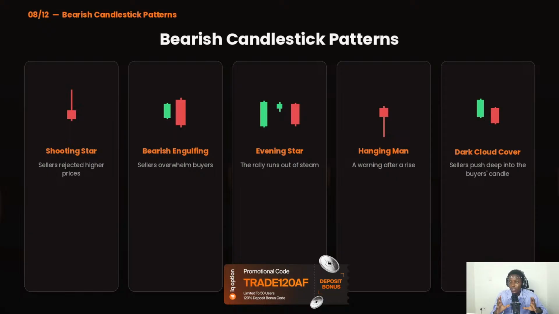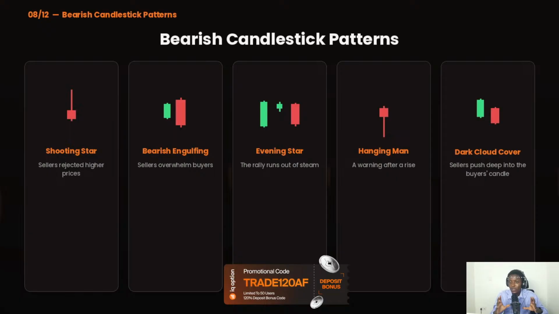And then evening star is the opposite of the morning star, right? It is the same thing, it is just the opposite. You have a large green candle, a small green candle, and then a large red candle. So that's evening star. And then there is hanging man and then there is dark cloud cover.